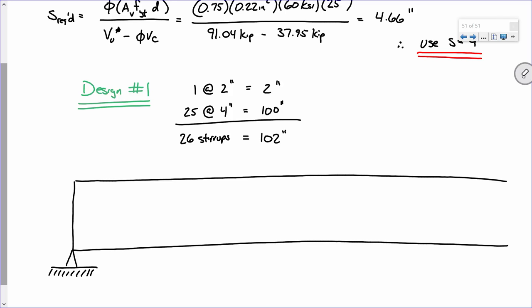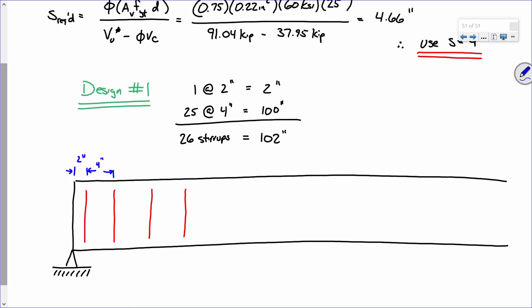Yes, rule of thumb. Okay, so here's my support. What I'm saying is I place my very first stirrup, let's say right here, where this distance is 2 inches. And then I keep placing, there's 4 inches, there's another 4 inches, there's another 4 inches. And I keep going until I get to that point where I dictated I don't need stirrups, which is 100.2. So how many of those do I need? 25. Does that make sense to everybody? Did I answer your question? All right. That's 4 inches, and so on and so forth.